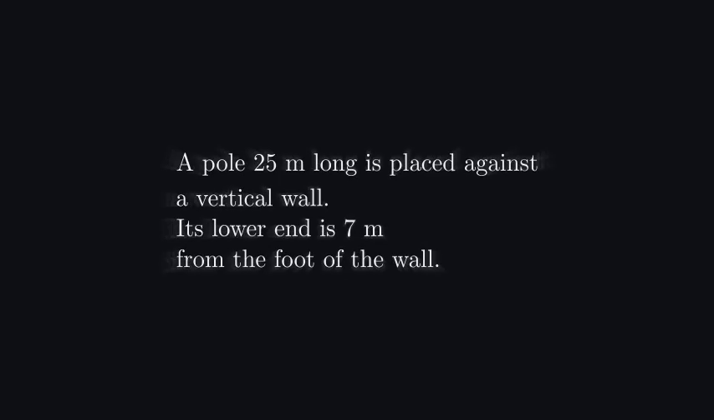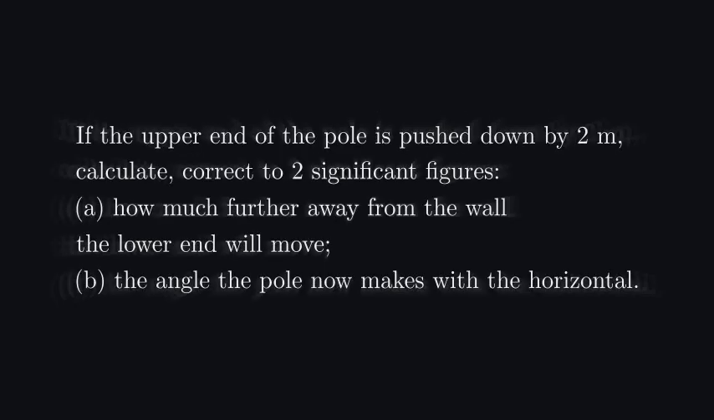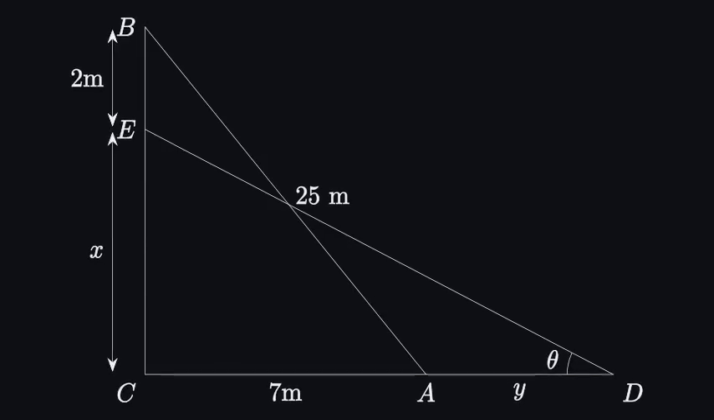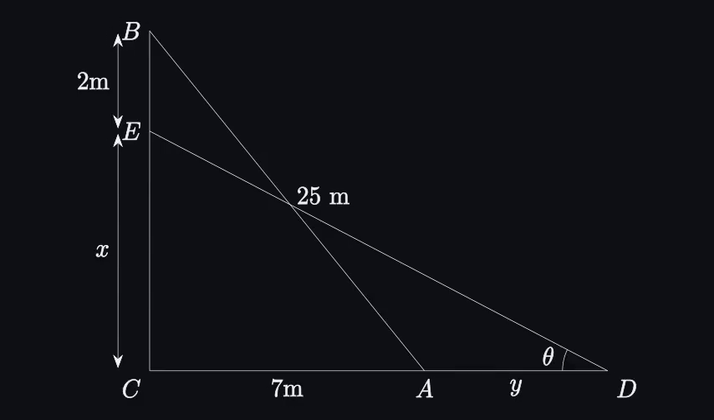A pole, 25 meters long, is placed against a vertical wall. Its lower end is 7 meters from the foot of the wall. The upper end of the pole is pushed down by 2 meters. We must calculate how much further away from the wall the lower end moves, and the angle the pole now makes with the horizontal. Study the diagram carefully. This prepares us for the next step.